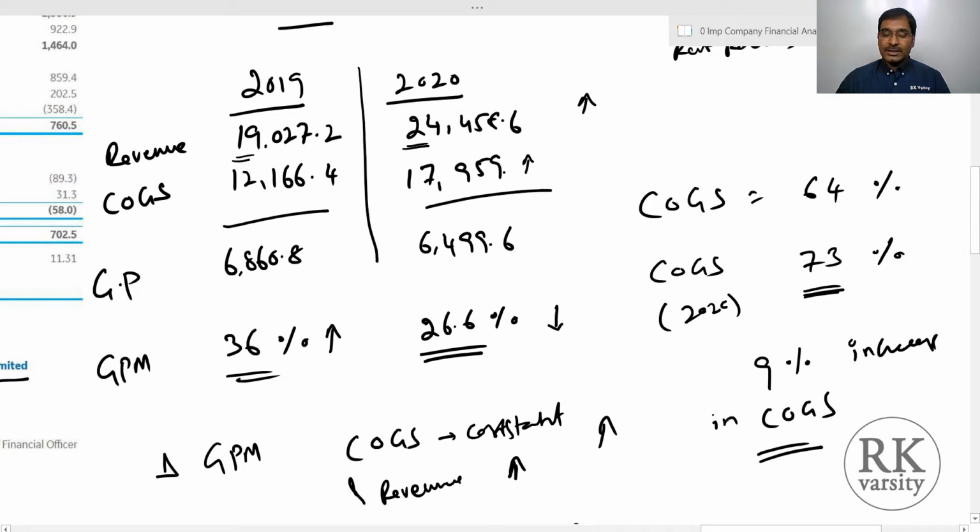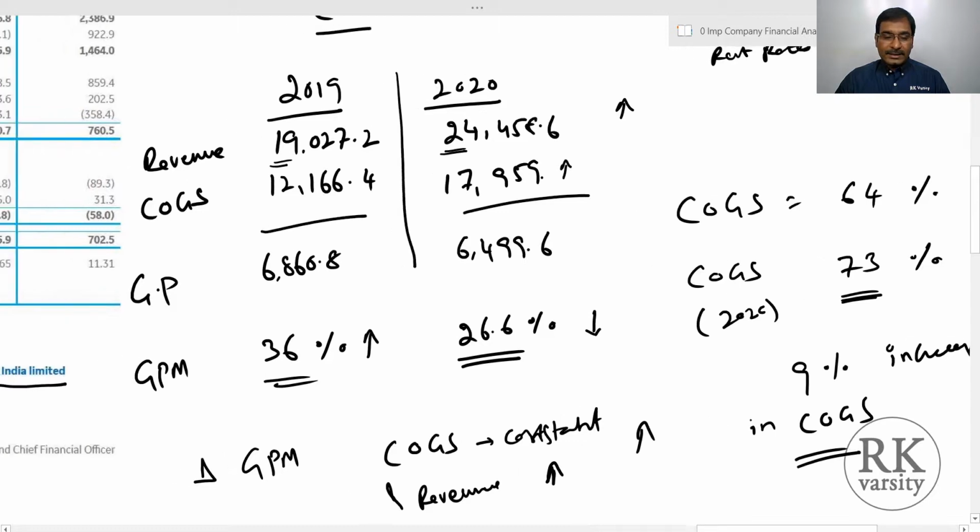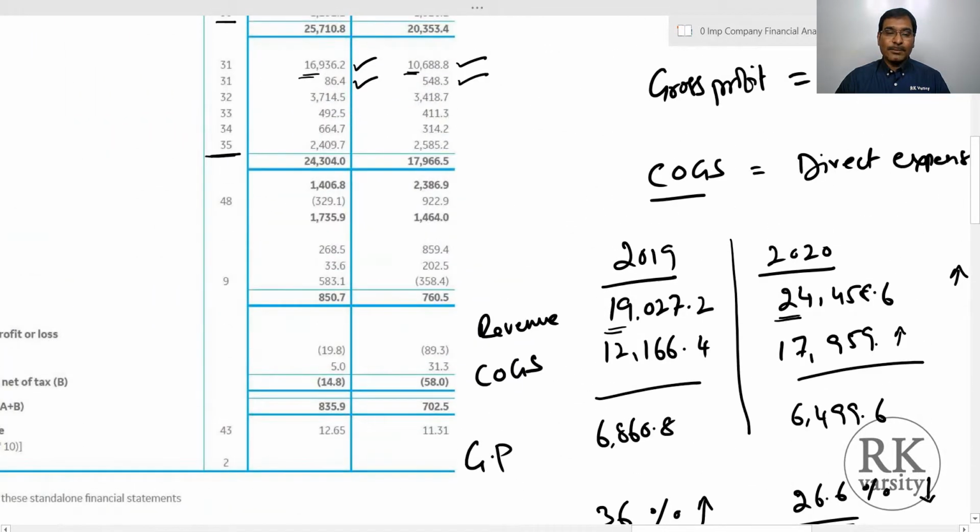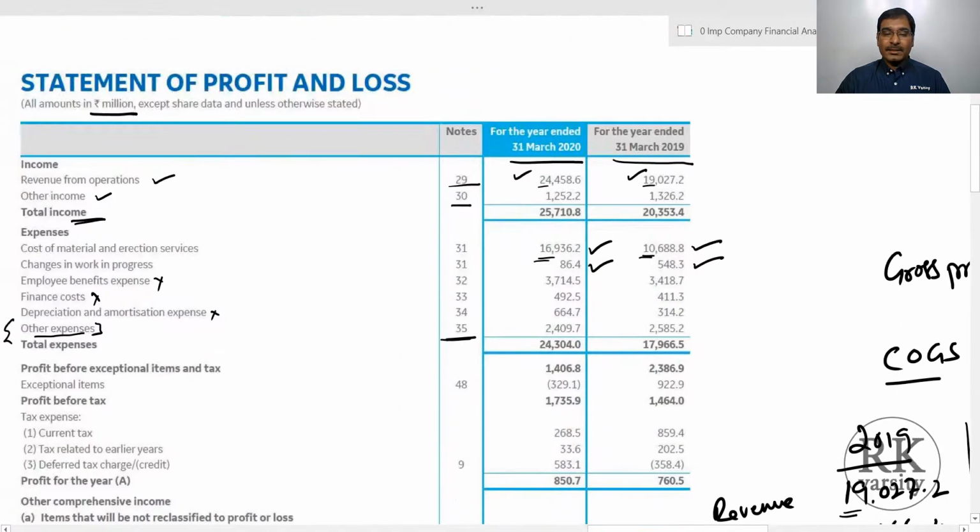Then using this value, how can the company rectify this and how can the company improve it? One major concern the company should focus on is the cost of material and erection services. Here we can see that there is a huge increase in the cost of raw material. The company needs to take necessary action to minimize its cost of material, so that when the cost of material decreases, your gross profit margin will increase.